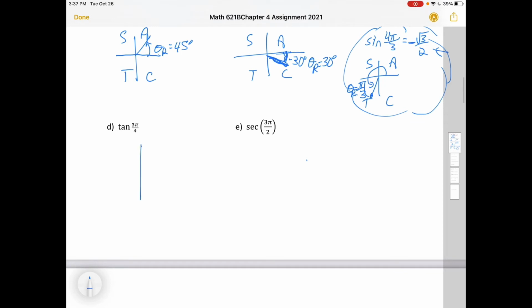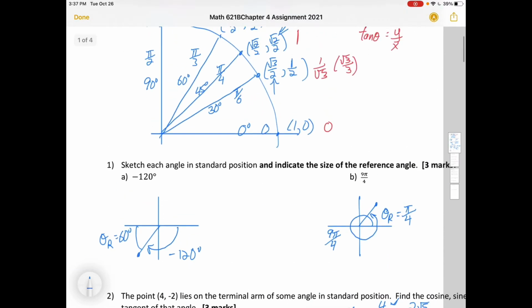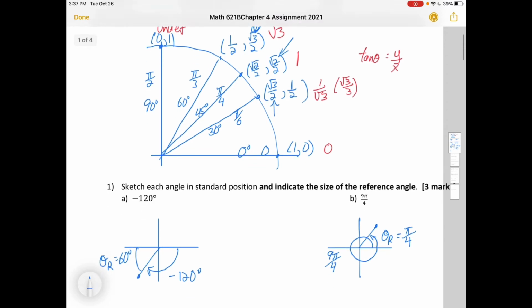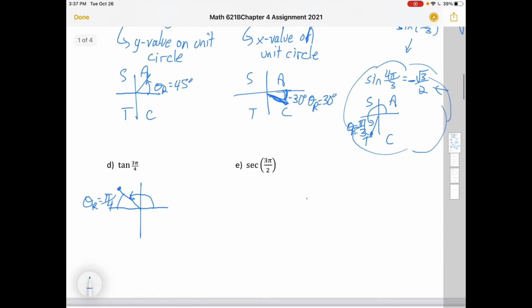Tan of 3 pi over 4. Again, we know the angle, so let's draw it. There's no question what the angle is. It would give us a reference angle of pi over 4. And what's the tangent of pi over 4? I can see it in red here. It's the number 1. So I know that the value is going to be 1, and in this quadrant, tangent is negative, because tangent is positive in quadrants 1 and 3.